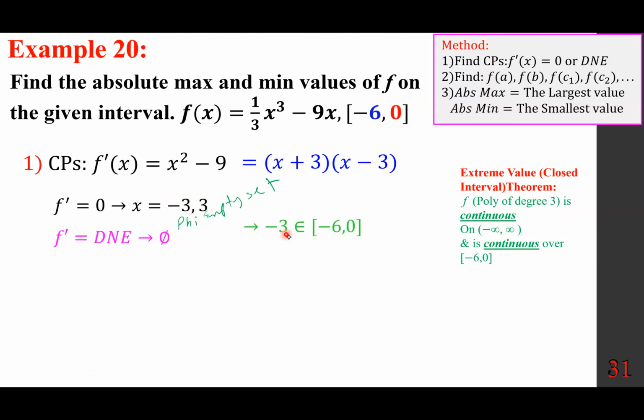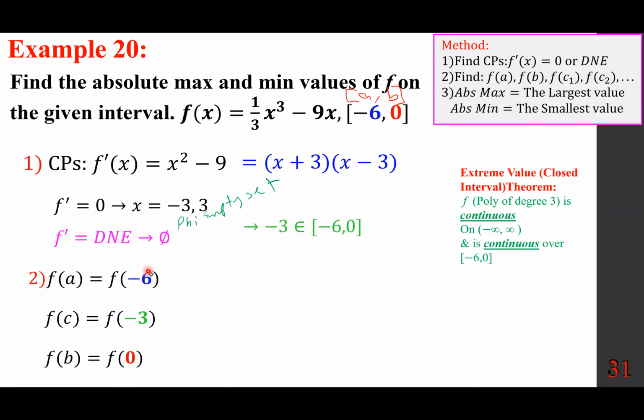So that's step 1. What is step 2? Find f of a, that means f of minus 6. Find f of b, that means 0. Let me just write this: a comma b, okay? And f of c1, c2, however many critical points. We have only one critical point. So we are going to find f of a or minus 6, f of b or 0, and f of the critical point or minus 3.